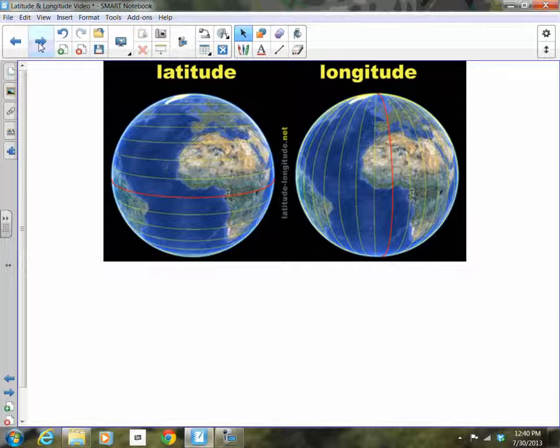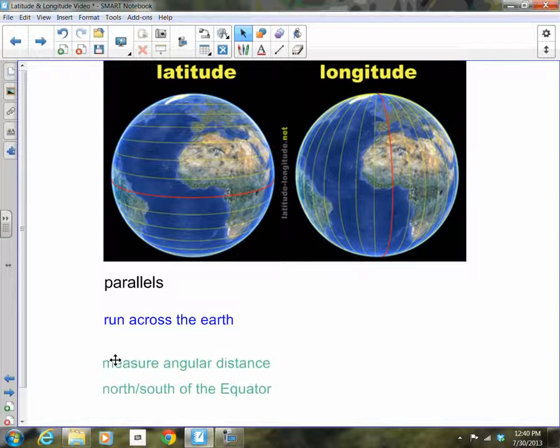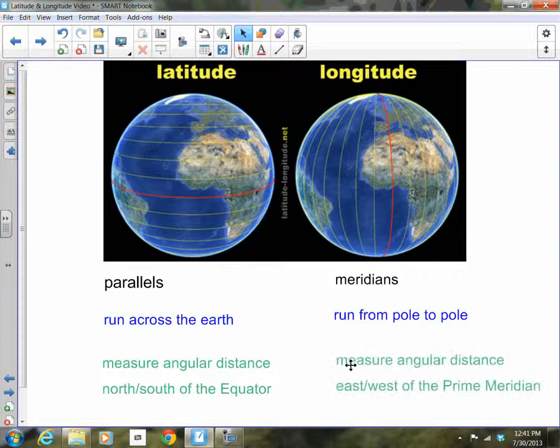So to recap, lines of latitude are called parallels, just like the steps of a ladder. They run across the Earth, and they measure the angular distance north or south of the equator. Longitude lines are called meridians. They run from the North Pole to the South Pole, and they measure the angular distance to the east or to the west of the prime meridian.